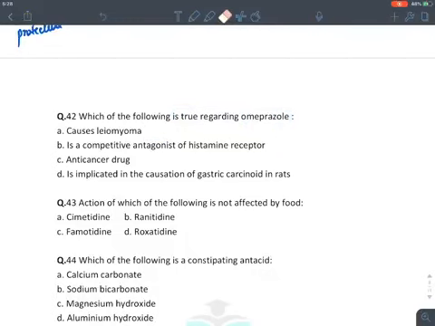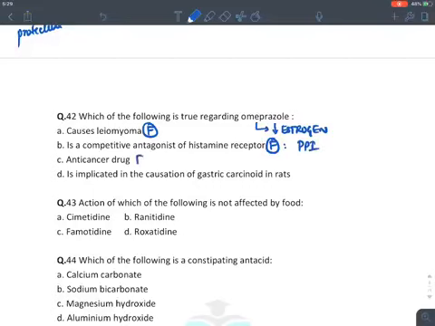Let's talk about this question again. So now, which of the following is true regarding omeprazole? It causes leiomyoma. Remember, it's false. Omeprazole may rather decrease estrogen level. Leiomyoma occurs due to higher level of estrogen sometimes. It is a competitive antagonist of histamine receptor. The answer is false. It is rather an irreversible inhibitor of proton pump.